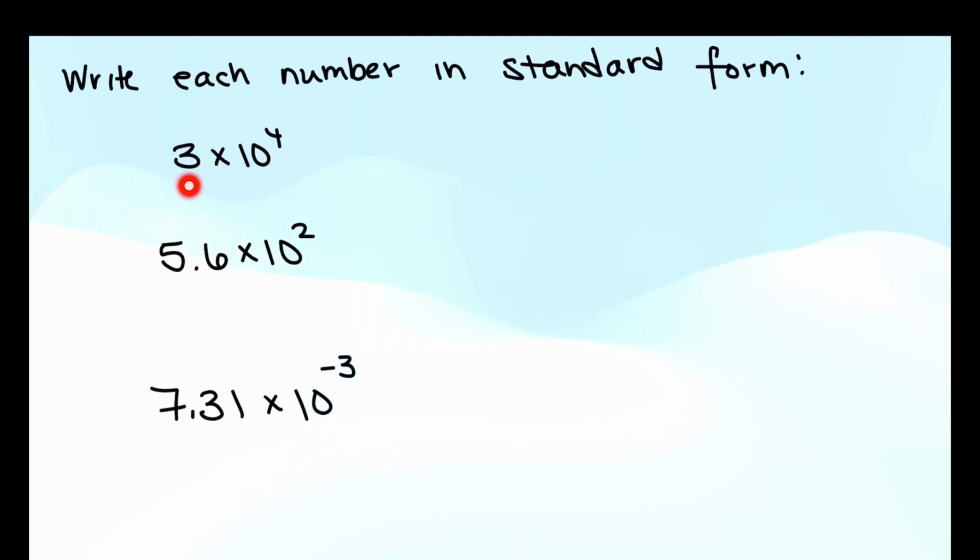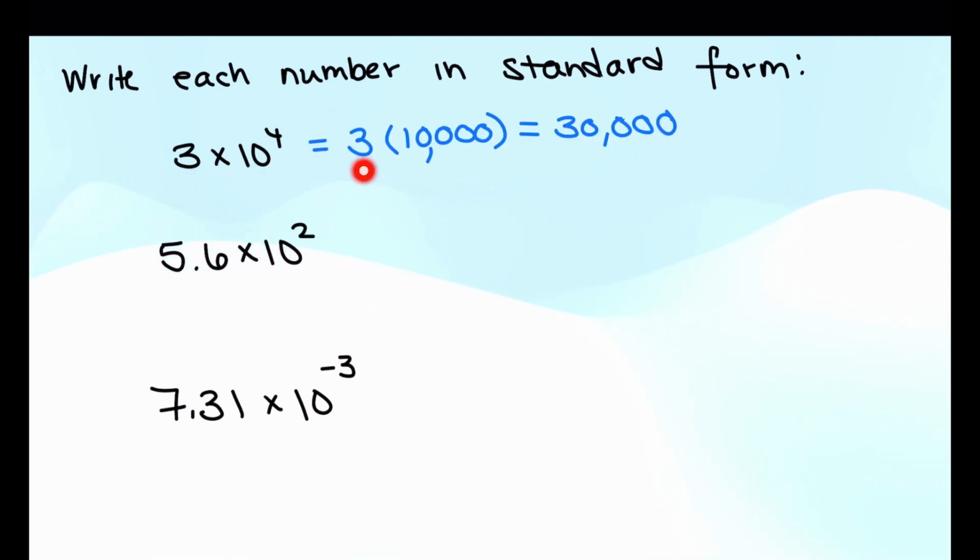So for example, 3 times 10 to the fourth means we've got 3 times 10,000. 10 to the fourth has 4 zeros after the 1. 3 times 10,000 is 30,000. So 3 times 10 to the fourth is the same as 30,000. Now it turns out there's a slightly faster way of expanding this number, putting this number in standard form.